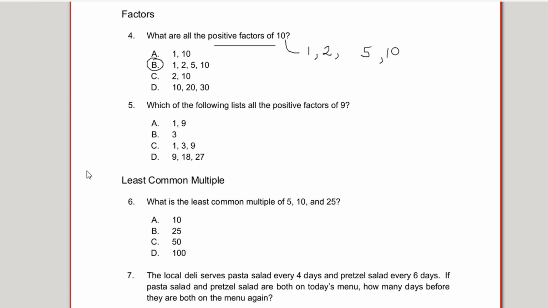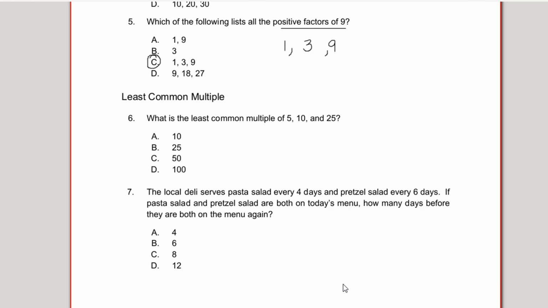Number 5 says, which of the following lists all the positive factors of 9? So we're doing the same thing. Again, I would go with 1 and 9. 2 does not divide into 9. 3 does, but it's 3 times 3, right? So our positive factors of 9 are 1, 3, and 9, and that's answer choice C.